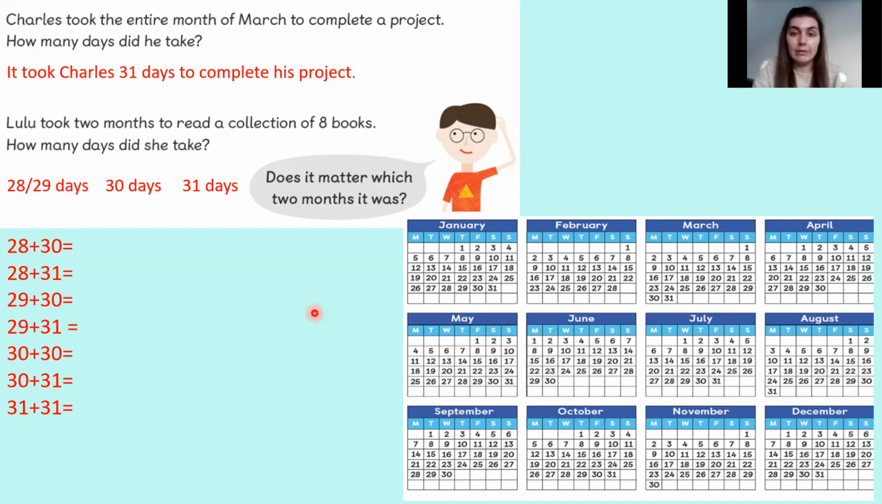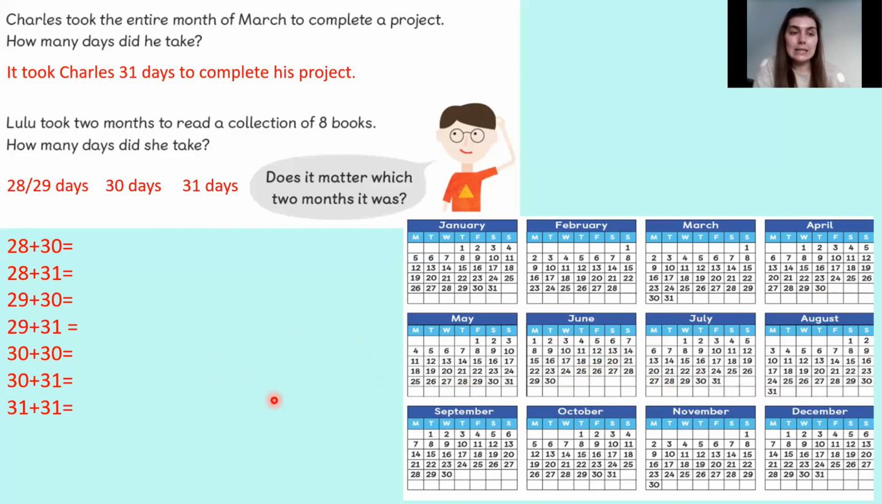So she could have read in February and April, or she could have read in February and March if it was last year. She could have read in April and June for the 30 days and 30 days. She could have read in June and July for 30 days and 31 days, or she could have read in July and August for the 31 and 31 days. So that's all the combinations.